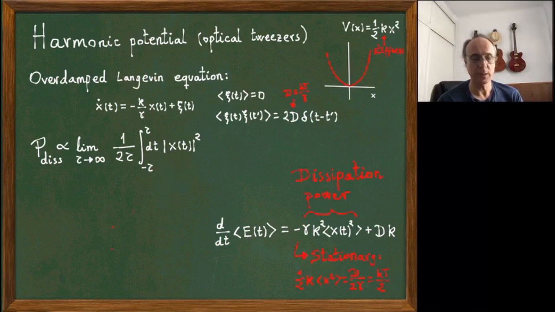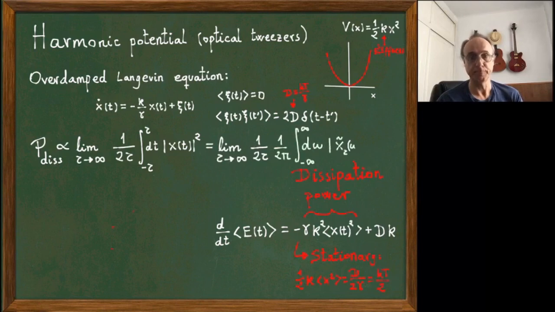It is a bit tricky, because you probably have heard about the Parseval identity or theorem that tells us that you can calculate the norm of a function either in the real space or in the Fourier space, and it's the same. The Parseval identity is that this is equal to this.